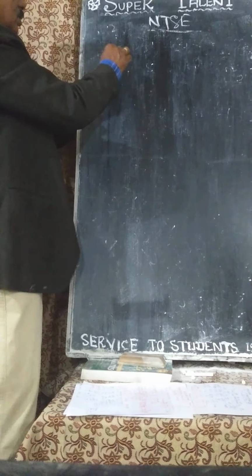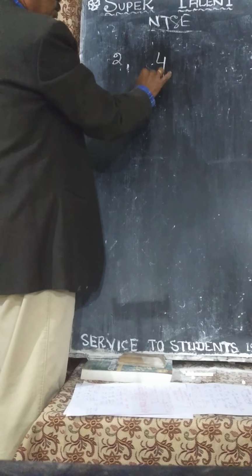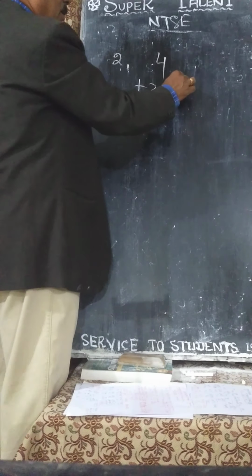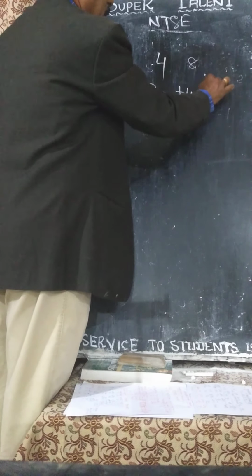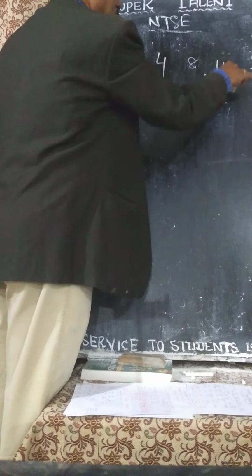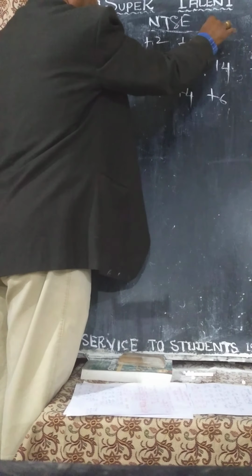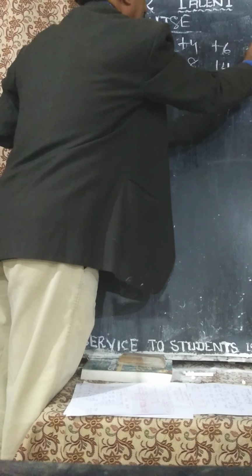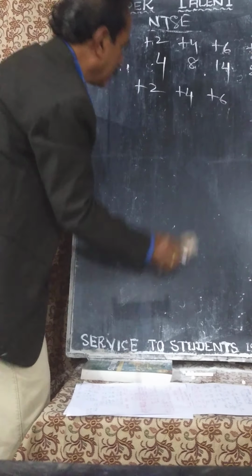Just to see, 2, 4 plus 2. Then it will come plus 4, how much will it be? 8. Then plus 6, 14. Then 2 plus 4 plus 6 plus 8, that is 22. Right? It is very common sense.